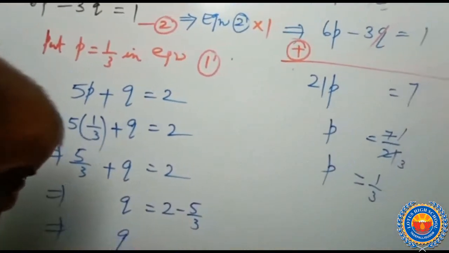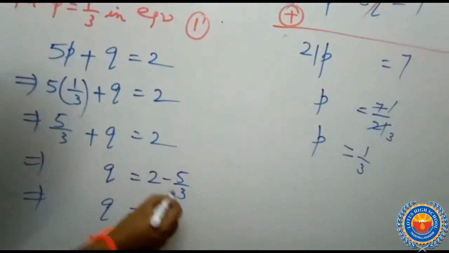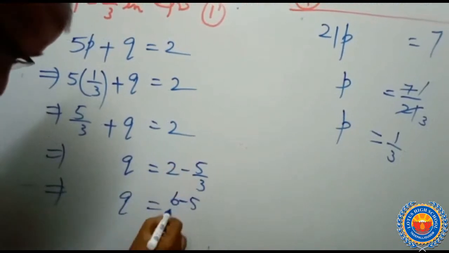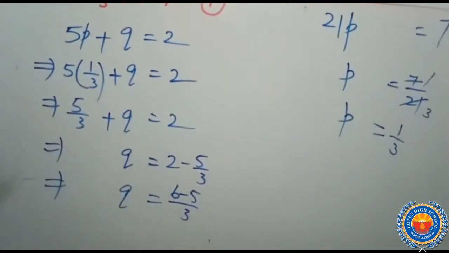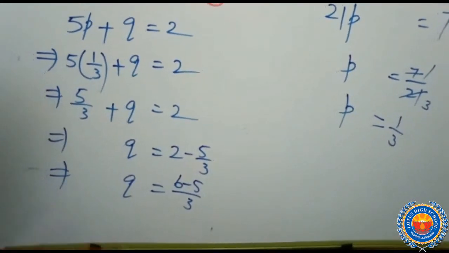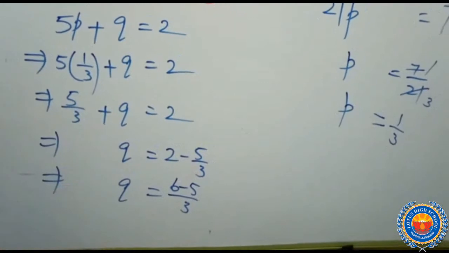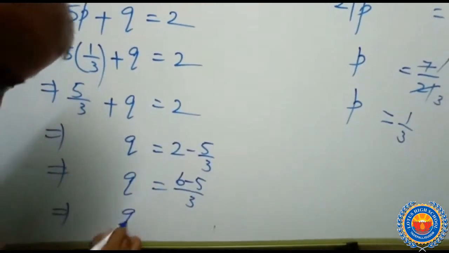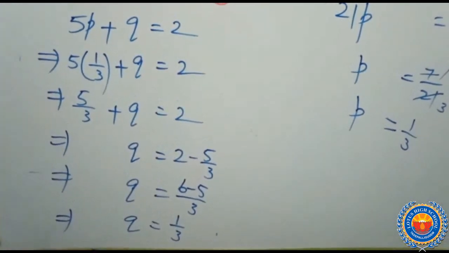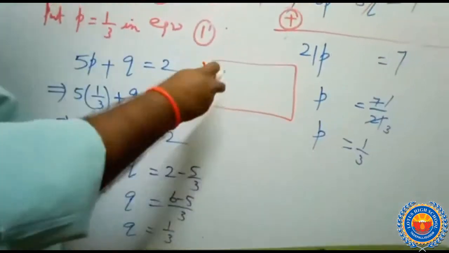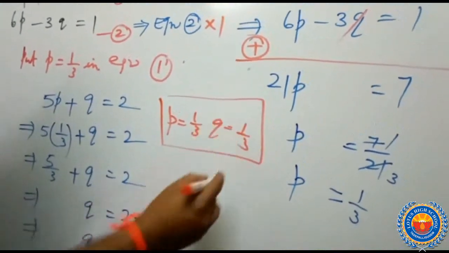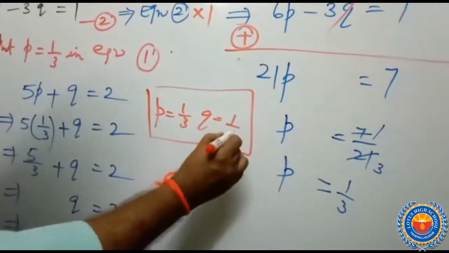That implies q is equal to, you can do LCM or the shortcut method. 3 2s are 6, so 6 minus 5 by 3. Before it is only 2 minus 5 by 3. Now 6 minus 5 whole by 3. So q is equal to 1 by 3. Both answers are the same. p is equal to 1 by 3 and q is equal to 1 by 3.